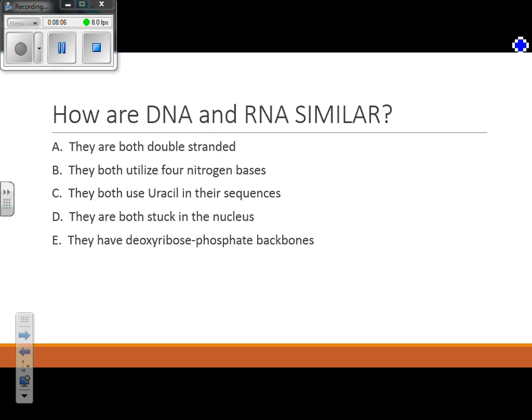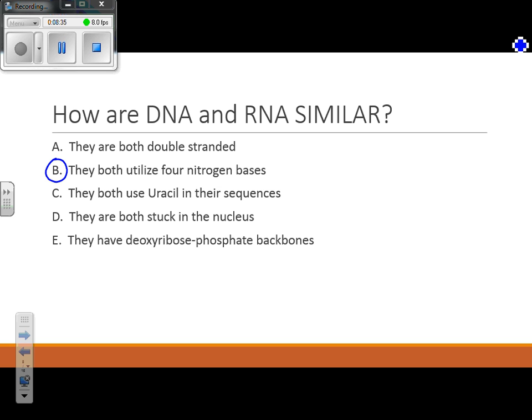All right, next. How are DNA and RNA similar? Okay, so we have: they are both double-stranded. They both utilize 4 nitrogen bases. They both use uracil. They are both stuck in the nucleus, or they have deoxyribose phosphate backbones. Only one here that is correct and broad enough to be correct is that they both utilize 4 nitrogen bases.